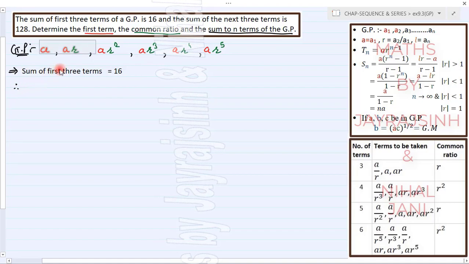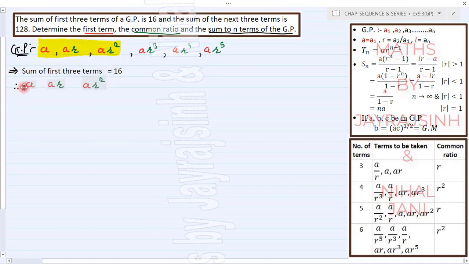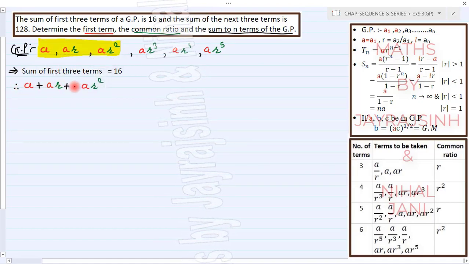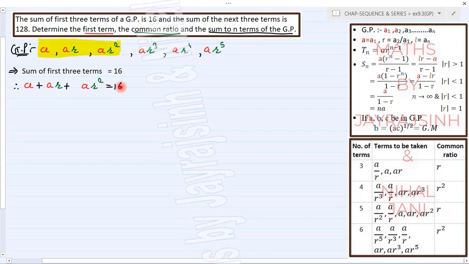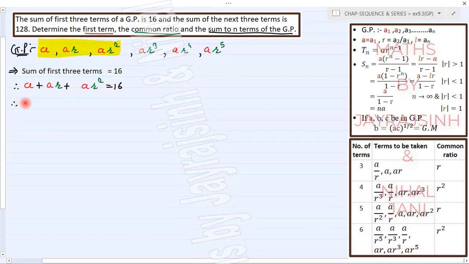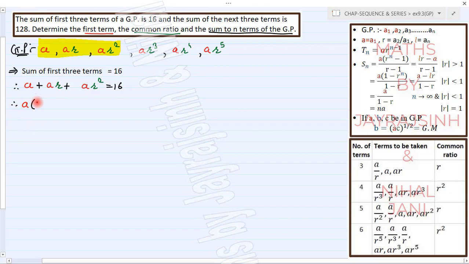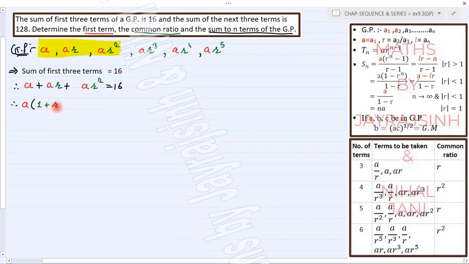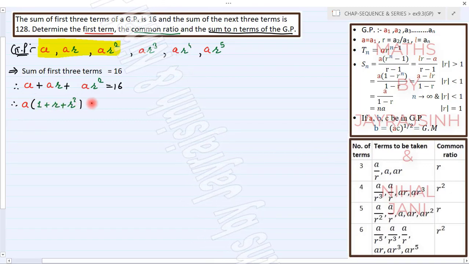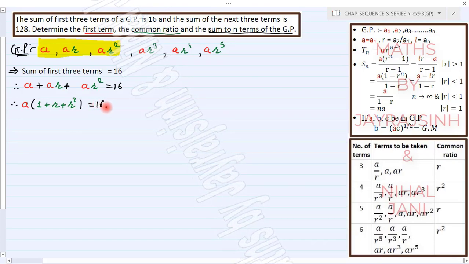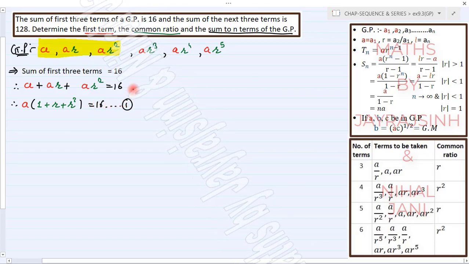So, let's get your first 3 terms and add them. So, it will be 16. Now, for simplification, we can take A common. So, it will be A into 1 plus R plus R square is equal to 16. Let's say this is your equation number 1.